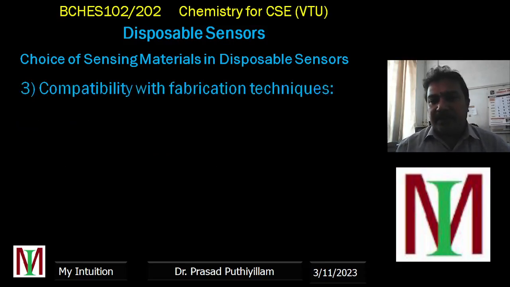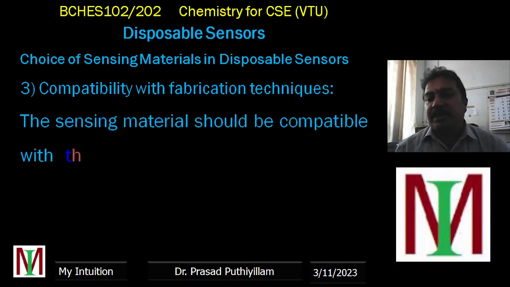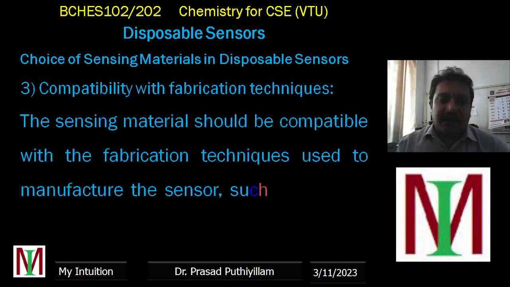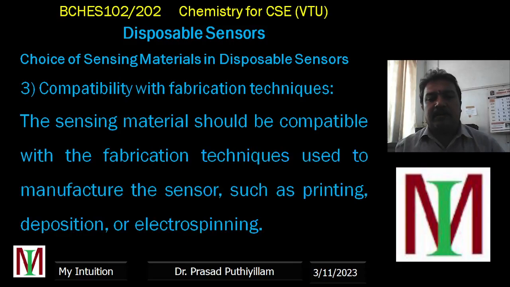Compatibility with the fabrication techniques. We have many different fabrication techniques that I will explain, and the material should be compatible. It should not get degraded. It will not lose its properties during the technique that we use to produce the sensor, which we call fabrication. During it, the material should not undergo any changes.